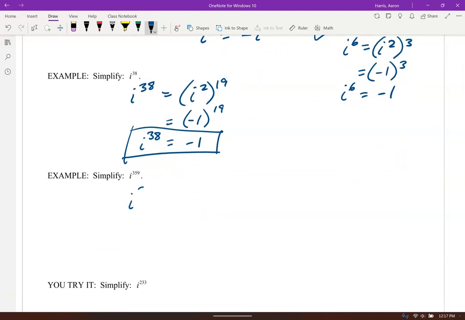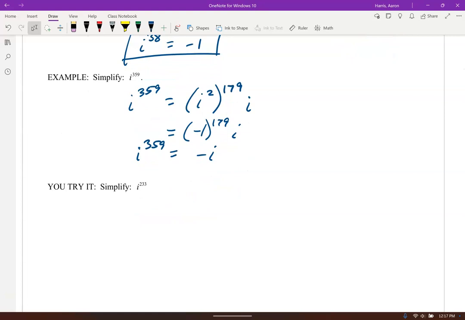i to the 359 would be, let's see, i squared, let's see, 179 times 2 is 358. So 179 of those, that's 179 times 2 is 358. So I have 1 i left over. So this is negative 1 to an odd power times i. So that's negative 1i. So i to the 359 is negative 1i.